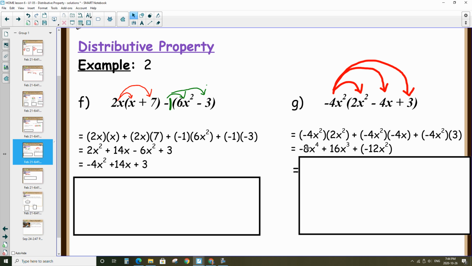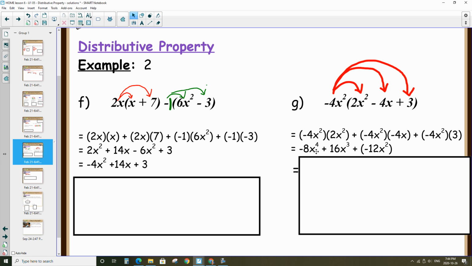So I've got my negative 8x to the fourth from this term over here. The next term would be negative 4x squared times negative 4x, which I have written here. And if you multiply those, negative 4 times negative 4 is 16. And then add the exponents. You've got x squared and x to the 1. 1 plus 2 is 3. And the last term, negative 4x squared times 3, is going to give me negative 12x squared.